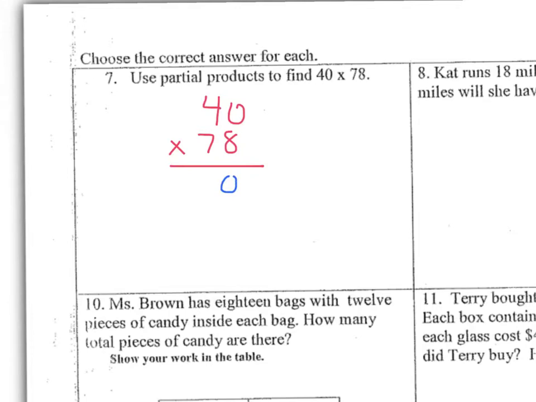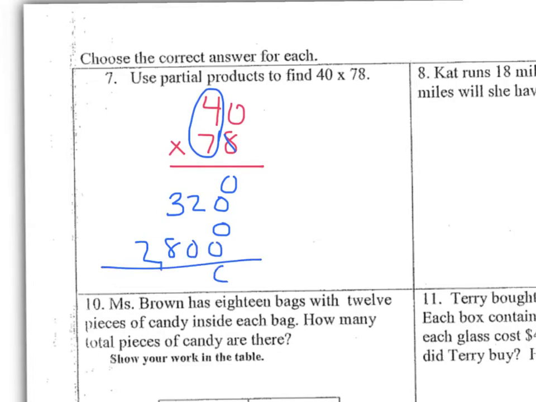8 times 4, that's actually a 40 because it's in the tens place. So 8 times 40 is 320. Done with the 8. 70 times 0 is 0. And then 70 times 40, because those are in the tens place, is 2,800. So then we just have to add those all together, and you come up with 3,120.